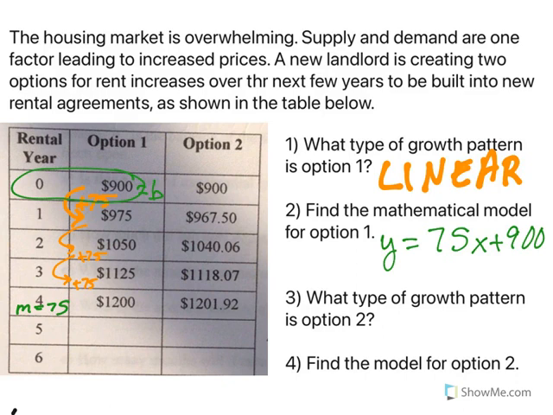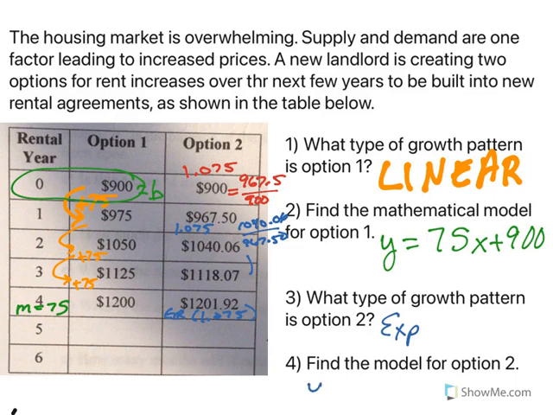Look at option 2. What kind of model is this? Well, hopefully you can see pretty clearly it is not linear. So we're going to check for exponential. I'm going to take 967.5 and divide by 900, and that gives me 1.075. Then I take 1040.06 divided by 967.50, and I get roughly 1.075. Check them. Yep, that's what it is. So we have an exponential with a growth rate of 1.075.